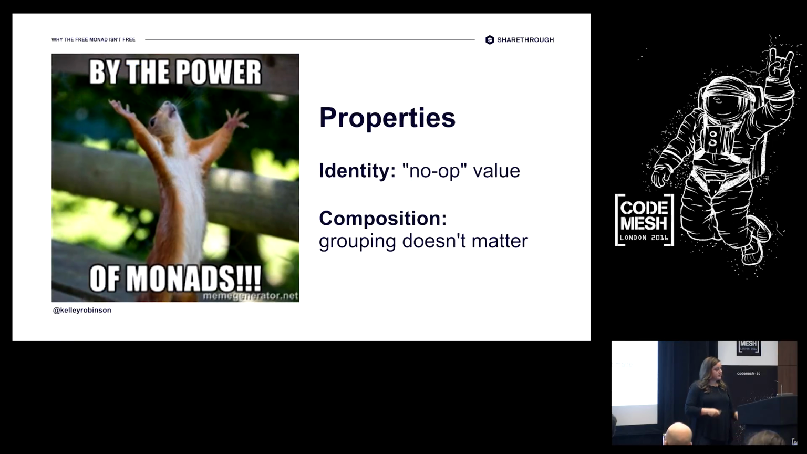Like the other two, monads have some properties. There's also going to be some no-op value. It's going to be a function that when used with the flat map method will have no effect. And then the composition, to say the grouping doesn't matter. Again, you could chain a bunch of flat maps together or put it all together and it's going to be the same thing in order for it to be a monad.